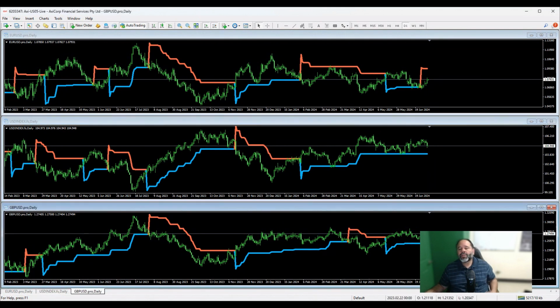There we go. So you're looking at the screen, you can see the top chart. This is euro dollar daily time frame. The middle one, US dollar index, also daily time frame. And the last one is GBP USD. As a matter of fact, let me change them. Let me put GBP over here, like that.